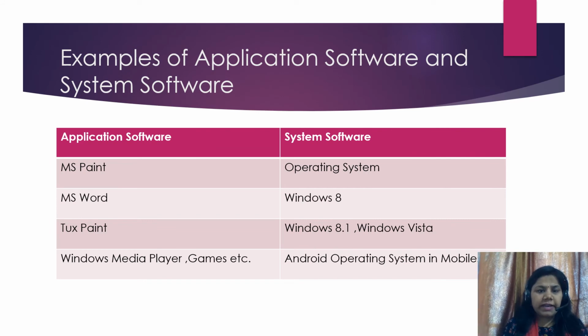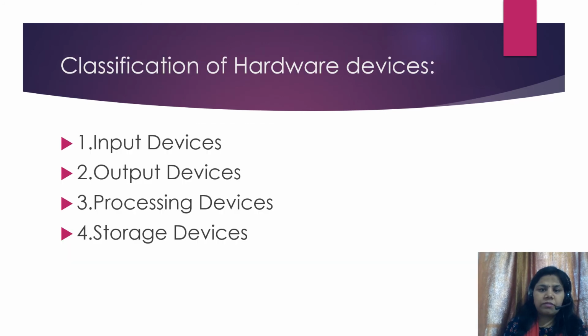And on the other side, you can see application software. Its examples are MS Paint, MS Word, then Tux Paint, then Windows Media Player, games, etc. So all these are examples of application software. So till here we have learned what is system software, what is application software, and also we have seen their examples. Now let's move to the classification of the hardware devices.